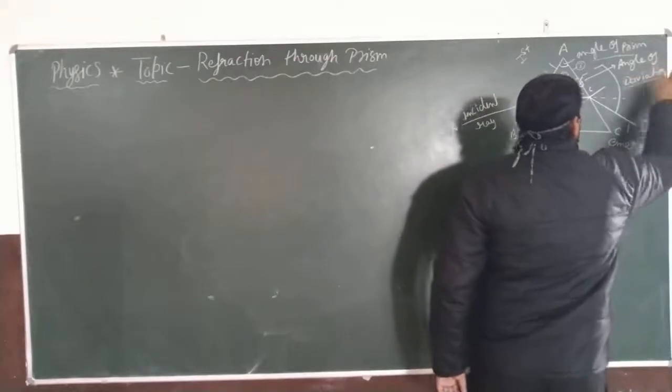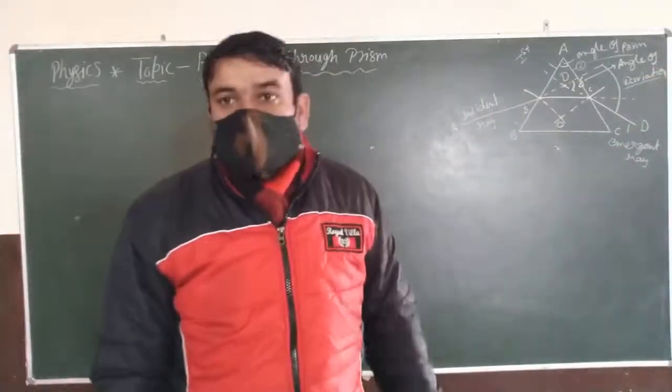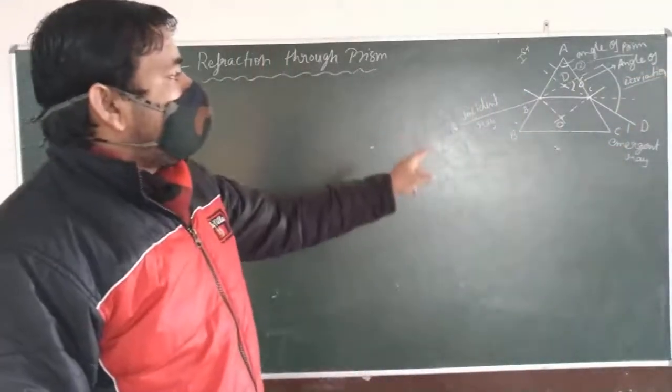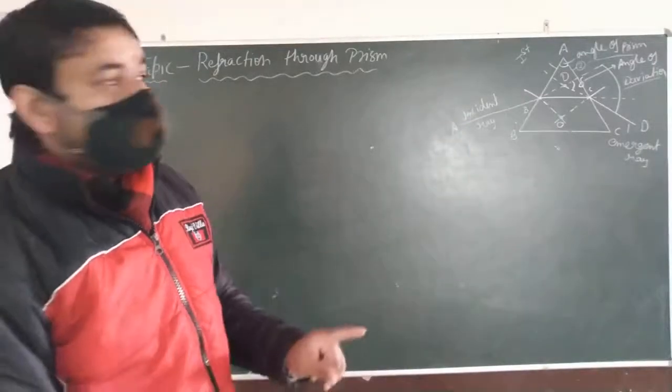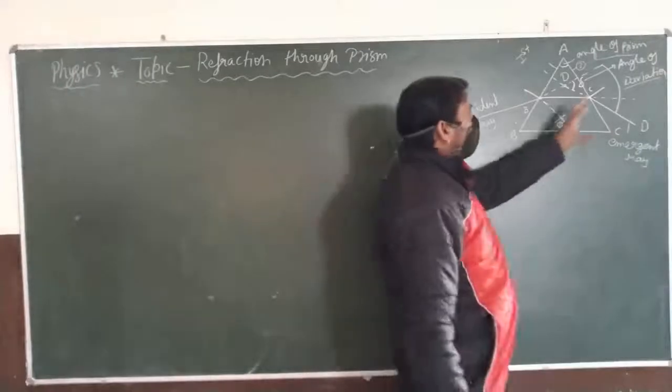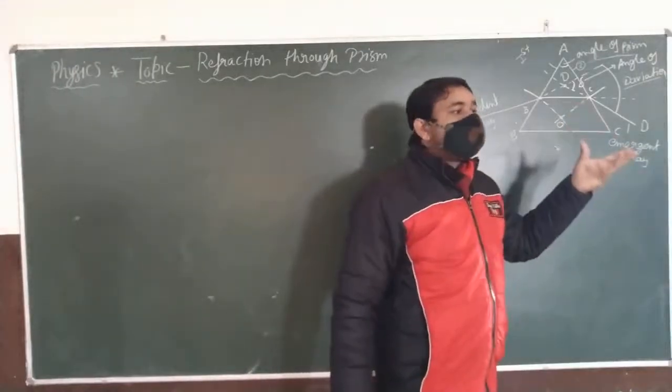In this lecture, we will understand how the angle of deviation for a prism is calculated and what is the value of the minimum angle of deviation.